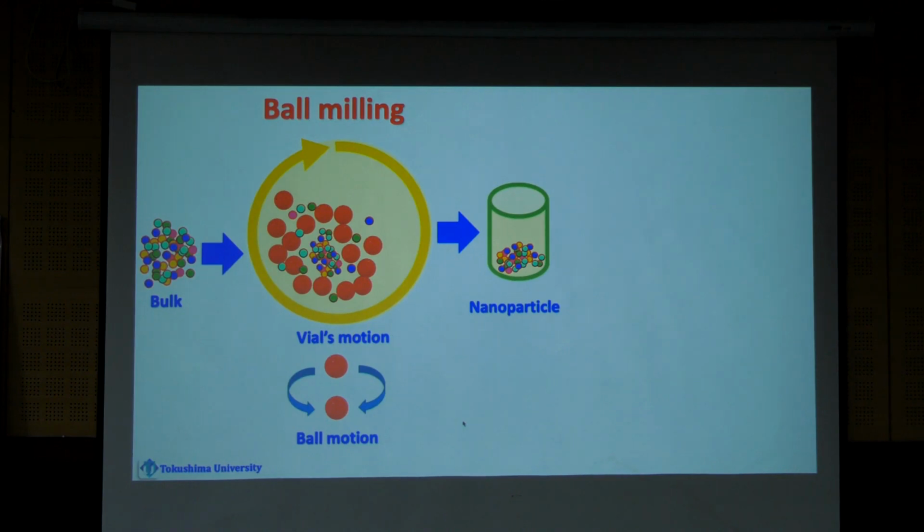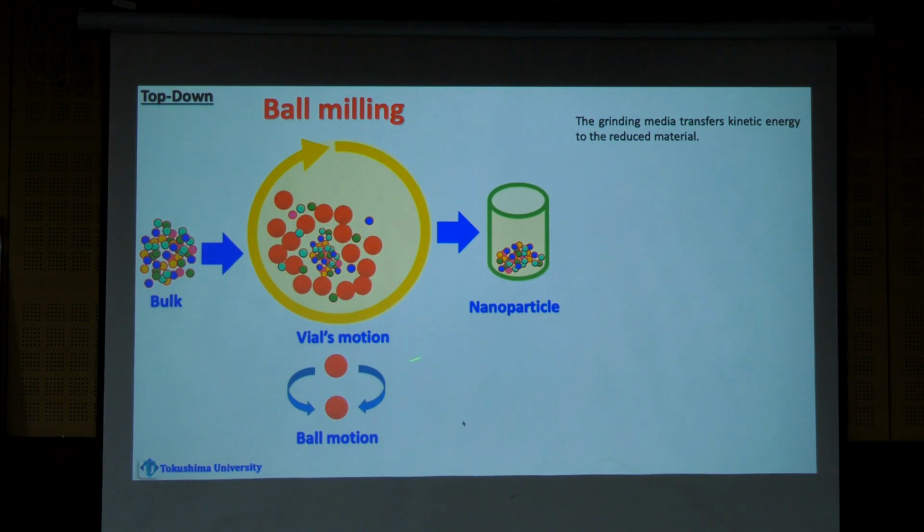You can increase the RPM. Once you increase the RPM, the ball collisions occur frequently, and when the collisions occur frequently, this bulk material is crushed and its size is reduced. Finally you can get a certain kind of material, and that material is a nanostructure.